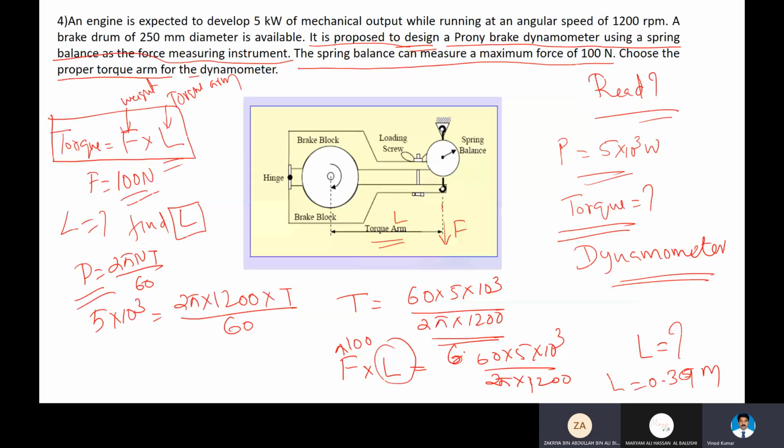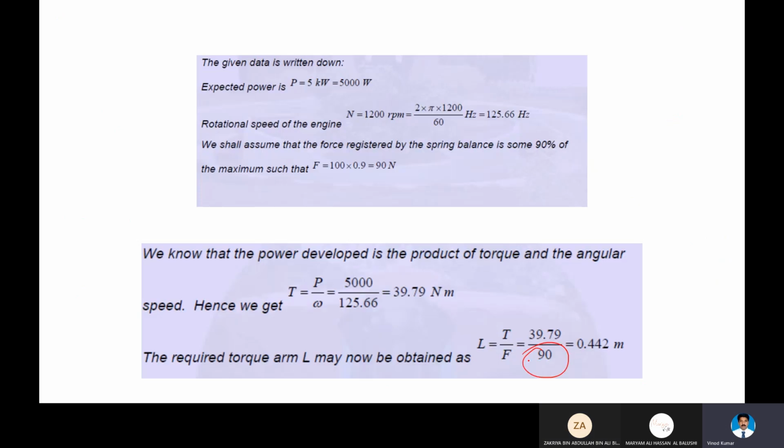The force here is 100, right? Yeah, that is right. Your answer is right because they have taken F as 90 here. That's the problem. It has to be 100, correct? Yep. With 100, the final answer becomes 0.3979 meter. Why did they put 100 multiplied by 0.9, so 90?